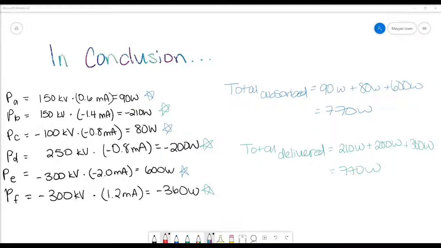In conclusion, we take the power that we find for every single device and organize them by taking all the positive values, which means they are absorbed, and all the negative values, which means they are delivered. We add them each together, and we see that they are both equal. Therefore, they have maintained conservation of power, and this is the total power that we got absorbed and delivered.